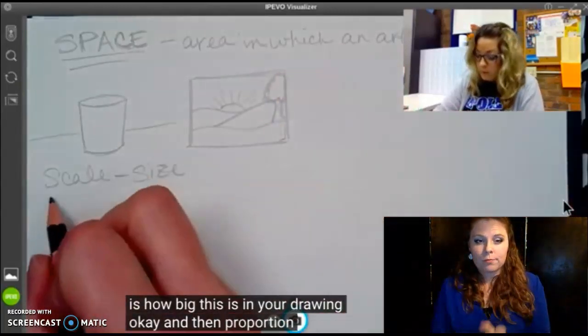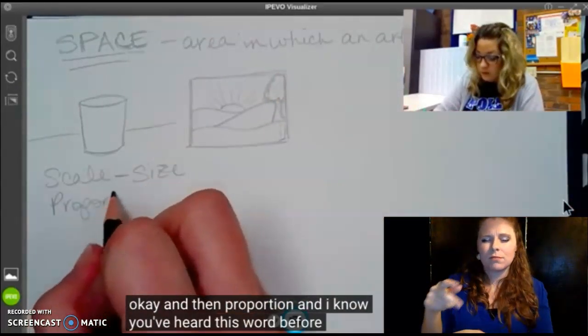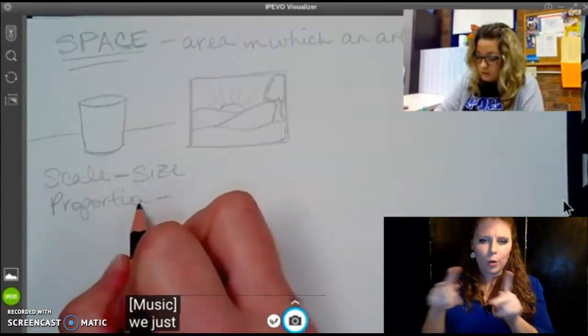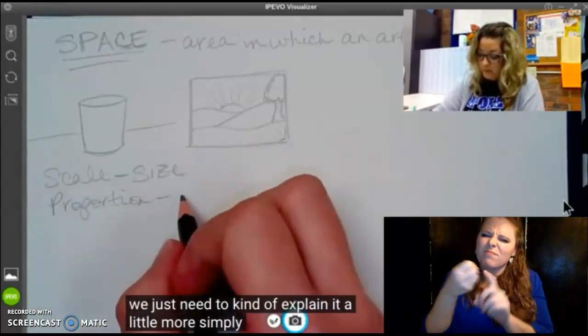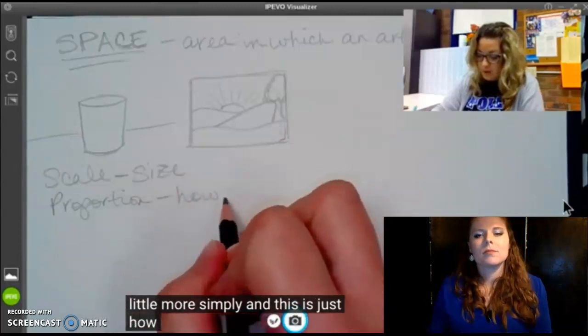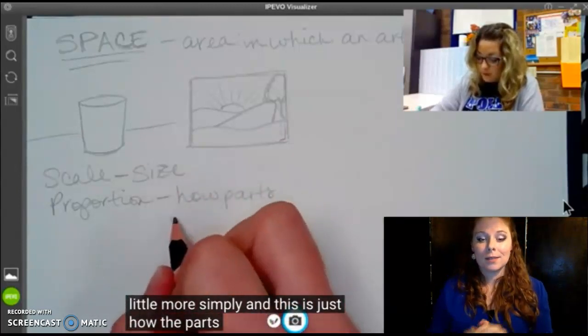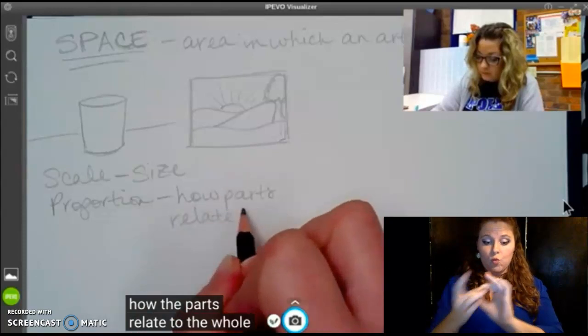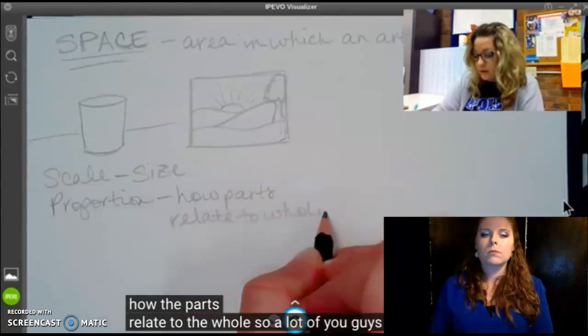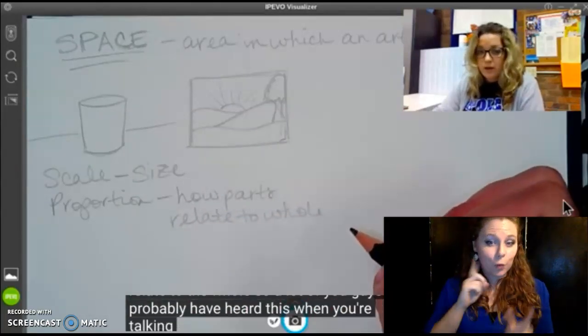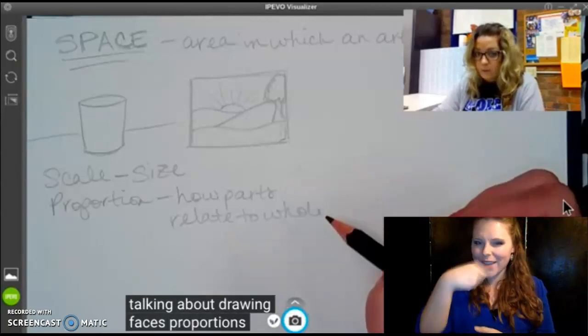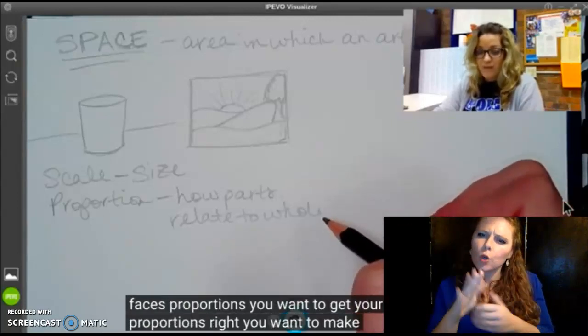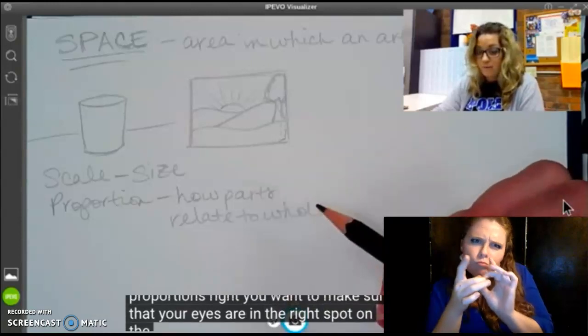Okay, and then proportion, and I know you've heard this word before. We just need to kind of explain it a little more simply, and this is just how the parts relate to the whole. So a lot of you guys probably have heard this when you're talking about drawing faces. Proportions, you want to get your proportions right. You want to make sure that your eyes are in the right spot on the face.